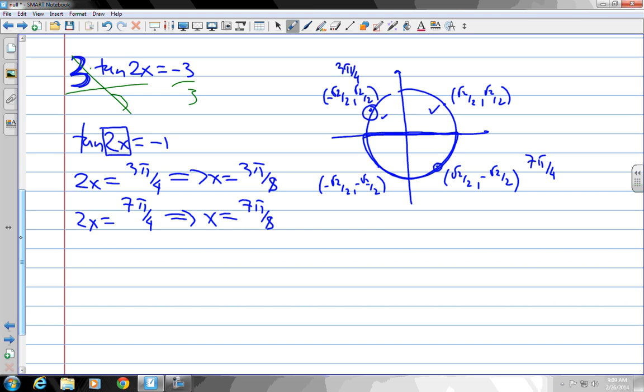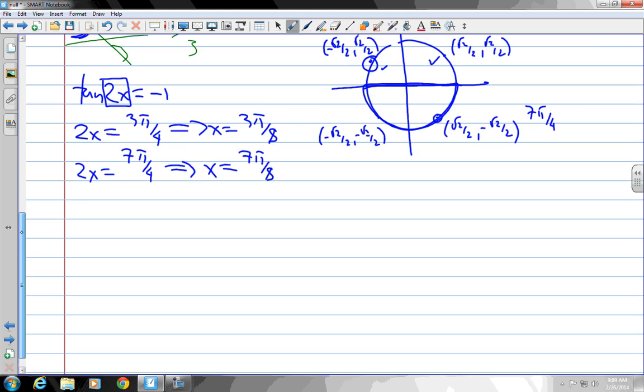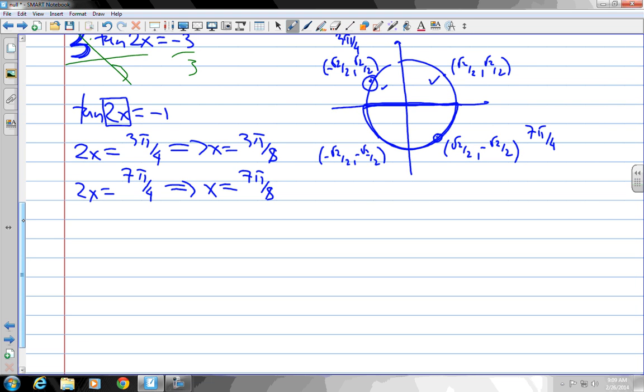Because I always have to go back to that. That'll help us here. We found these two solutions. But what is the period of this function? What's the period of a tangent function? Pi. Okay, so period. But this is not a tangent function. This is tangent of 2x. So what's the period of tangent of 2x?